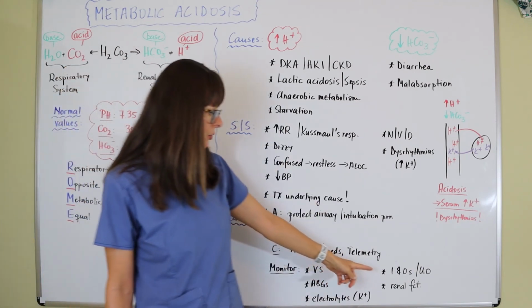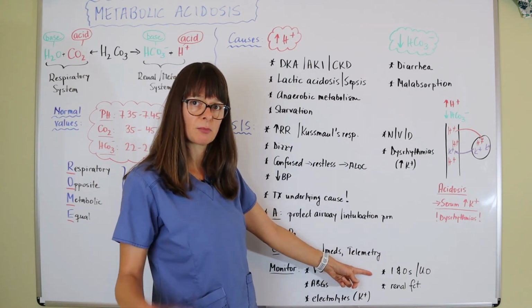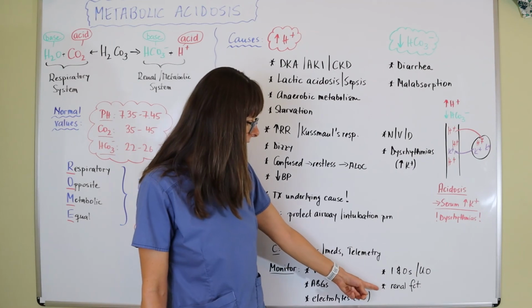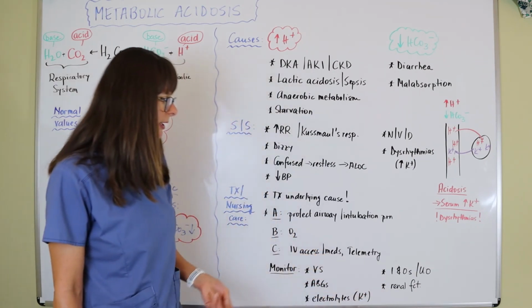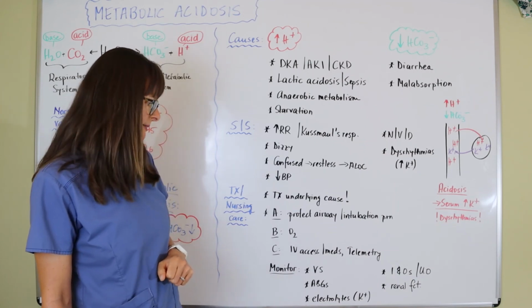So we need to make sure that their kidneys are still functioning, or if the function is impeded, or what their urinary output is on the hourly basis. And then also on their renal function, their BUN and creatinine, because again, the underlying cause lies within the kidneys.